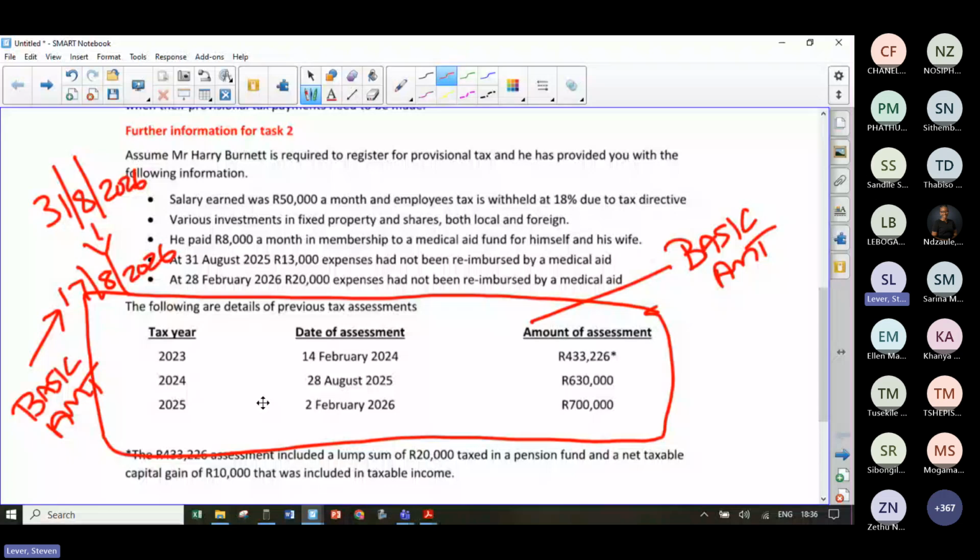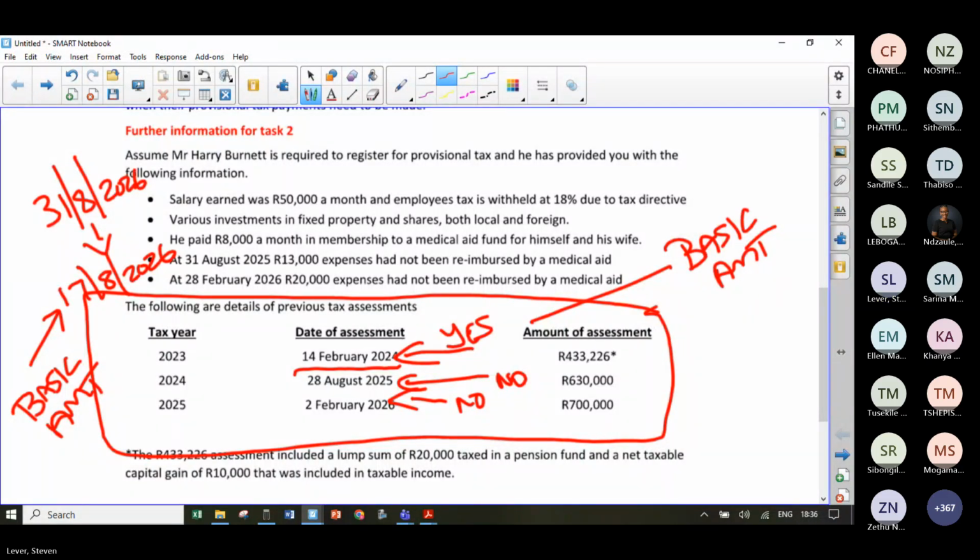So what is on or before that? Can I use that? No. Can I use that? No. Can I use this? Yes. Why? Because 14 February 2024, guys, what's going to end up happening?